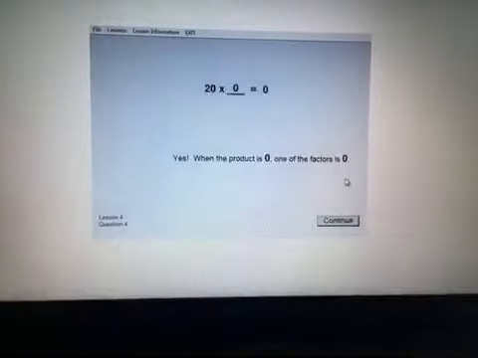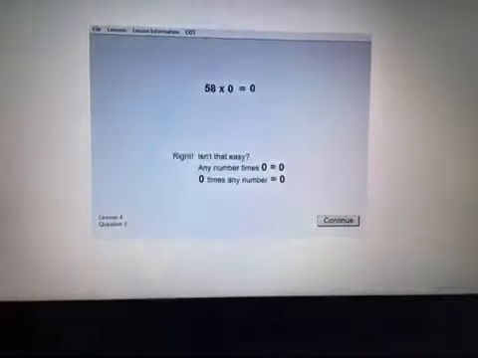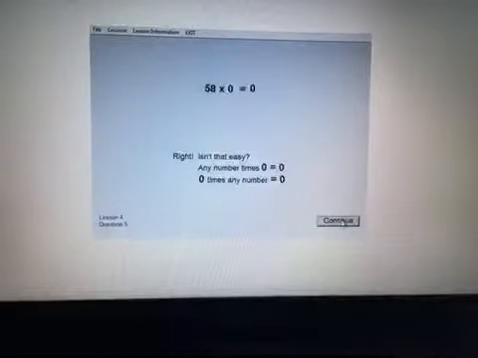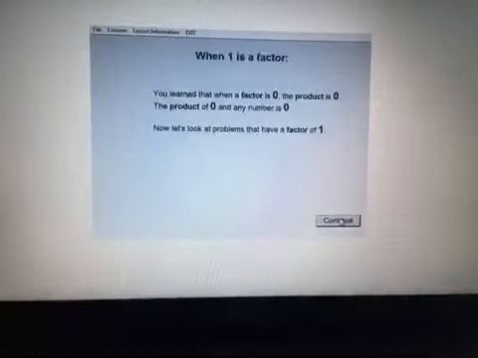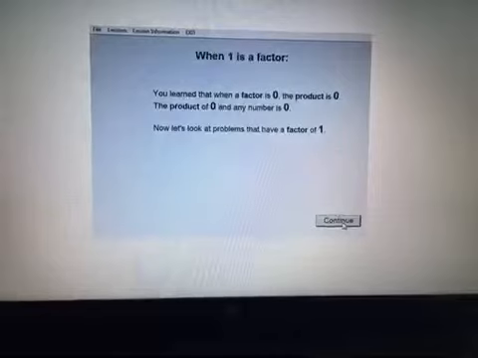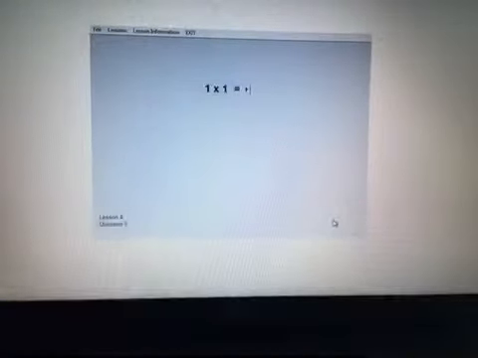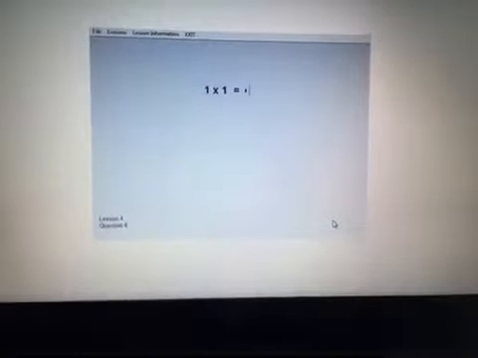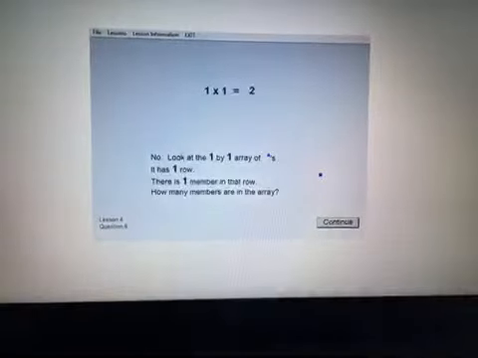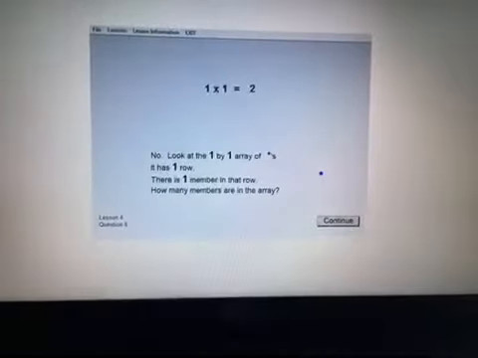The product is 0, the factors, and one of the factors is 0. We're really trying to reinforce. Easy, isn't it? Now we're doing when 1 is a factor. We'll get this one wrong. 1 by 1 array. It has 1 row and 1.